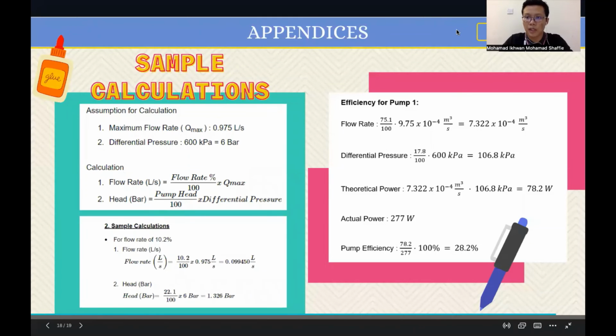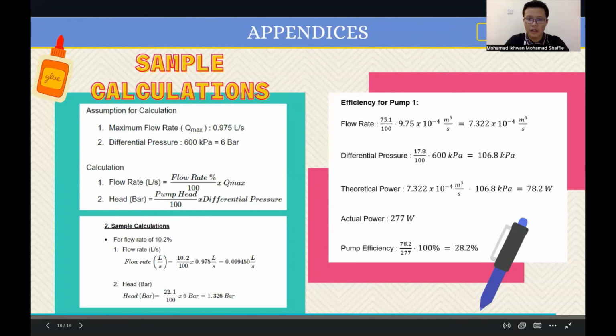We have come to the last section of our report, which is the appendices. Here we would like to show you the sample calculations and the assumptions that we use for our calculation. The assumptions are maximum flow rate to be 0.975 liter per second, and the differential pressure to be 6 bar. We also have included some formulas to calculate the flow rate as well as the head.